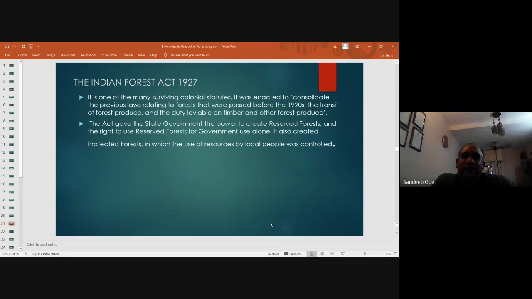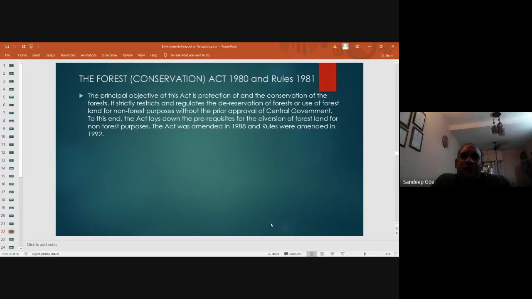The Indian Forest Act 1927 and Forest Conservation Act 1980 and 281. The question will be asked from both. The principal objective of this act is protection and conservation of the forest. It strictly restricts and regulates the de-reservation of forest or use of forest land for non-forest purposes without the prior approval of central government.